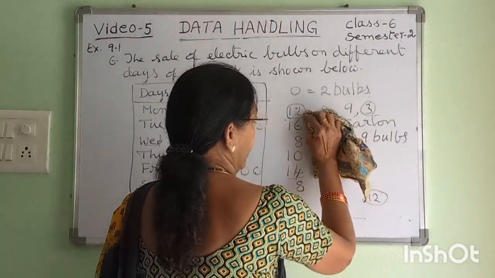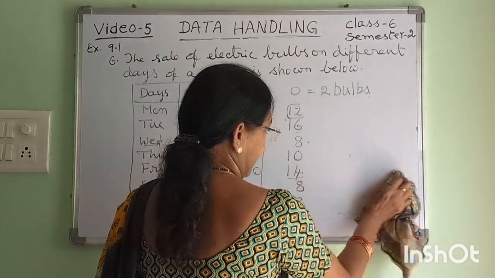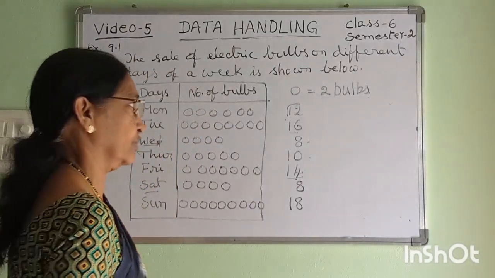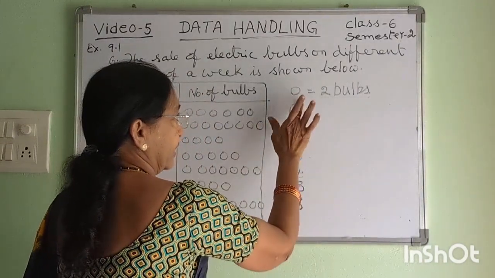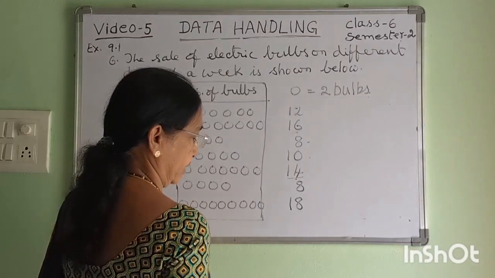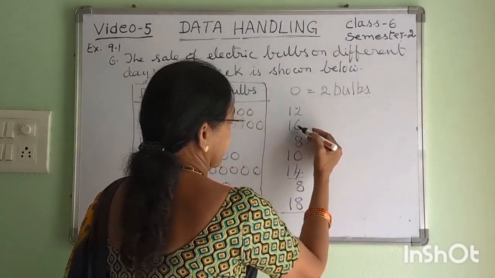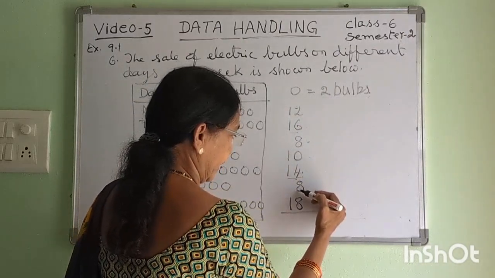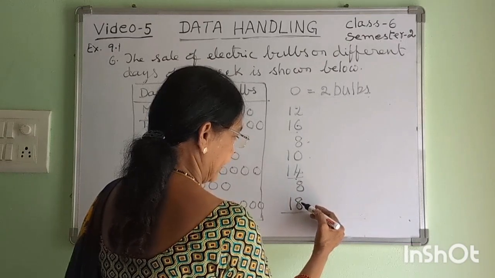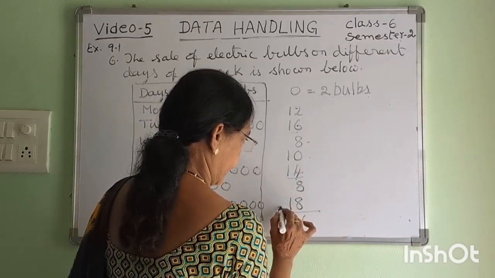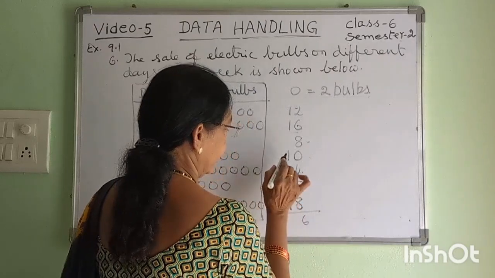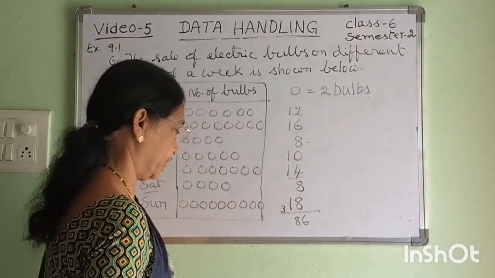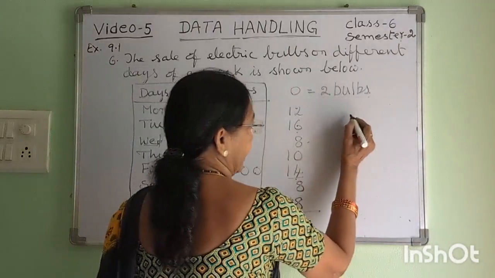But if we pack them all at once, we divide the total number of bulbs by 9. If we do like that, this is 6 plus 2, 8, 8, 16, 16 plus 4, 20, 28, 28 plus 8, 36. 3 plus 1, 4, 5, 6, 7, 8, 86. The total number of bulbs sold in that week is 86.